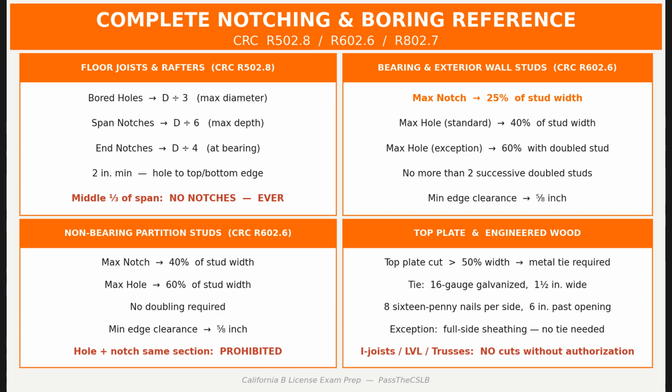Any question involving a manufactured I-joist, a prefabricated roof truss, a glulam member, or any structural composite lumber product does not use 1/3 or 1/6 as its governing standard. The only correct answer for any penetration of an engineered member involves manufacturer authorization or approval by a registered design professional. Trap 5 is the top plate trigger percentage.